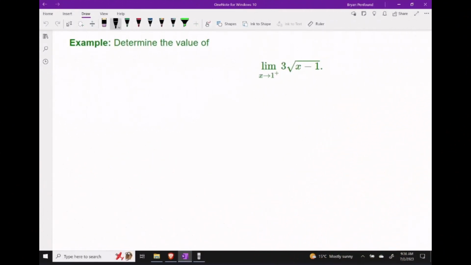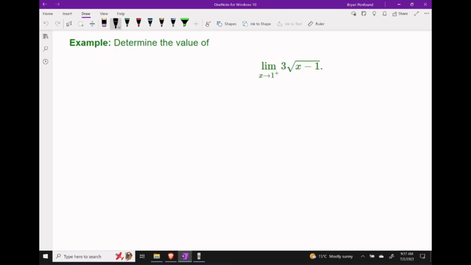In this example, we want to determine the right-hand limit, the limit as x approaches 1 from the right of the function 3 times the square root of x minus 1. So here our function is 3 times the square root of x minus 1, and a is equal to 1.